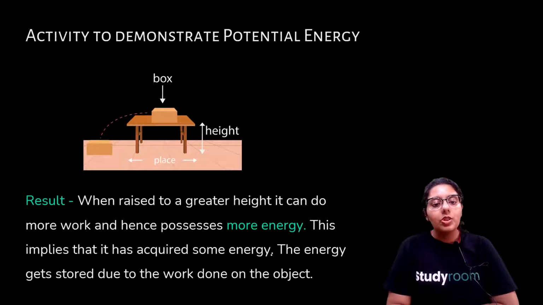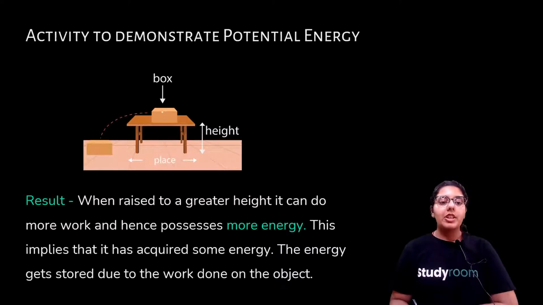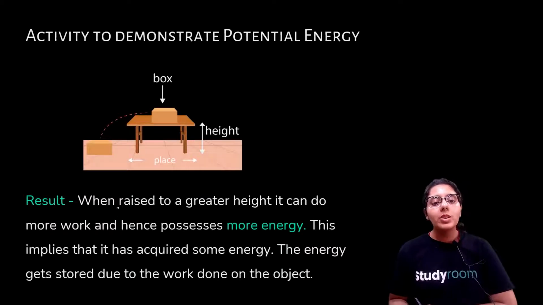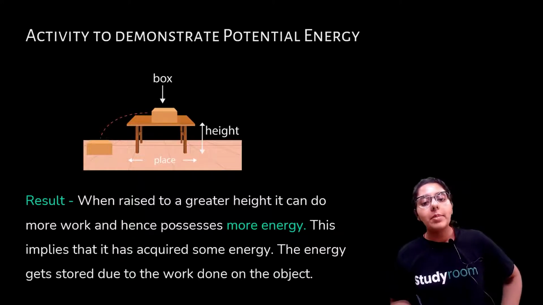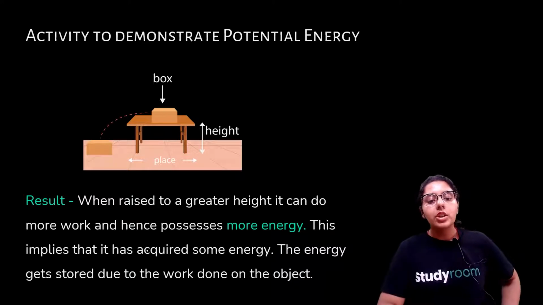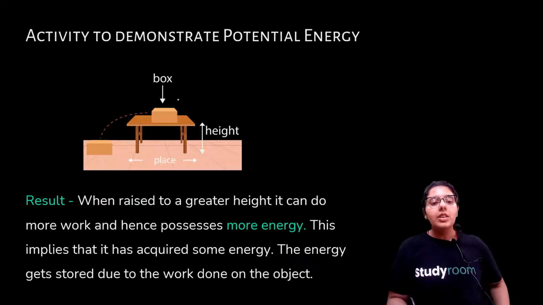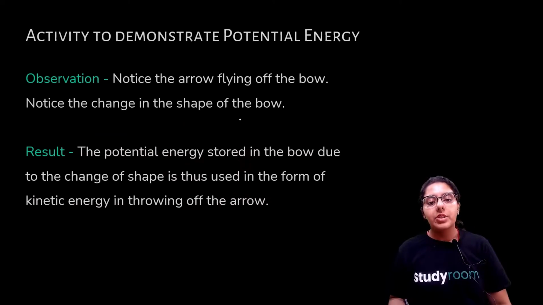Let's do one activity to demonstrate potential energy. You've taken a table, and a box placed on the table at some height. When raised to a greater height, it can do more work and hence possesses more energy. This implies that it has acquired some energy. The energy gets stored due to work done on the object. So it is like potential energy, which gets stored due to work done on the object due to height.